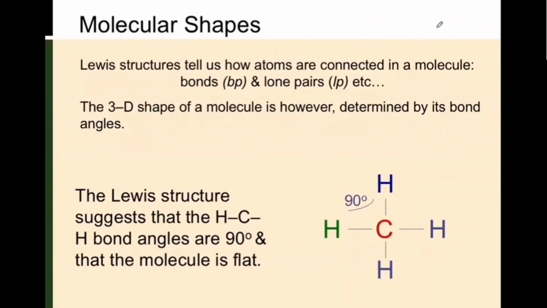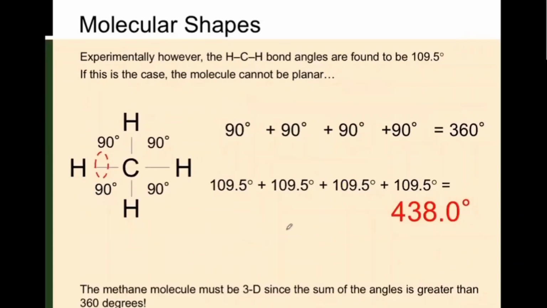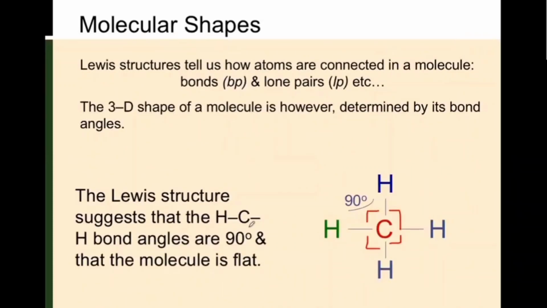Molecular shapes. Lewis structures tell us how atoms are bonded in a molecule, such as bond pairs and lone pairs, etc., but they don't actually tell us what the shape is, because we're drawing it on a flat piece of paper. So if we drew methane, CH4, we drew it as this structure, where there was a 90-degree angle between each of the carbon-hydrogen bonds. And this would indicate to us that, in fact, CH4 is going to be flat. So the Lewis structure suggests that HCH bond angles are 90 degrees and that the molecule is flat. Now, this is not actually true.